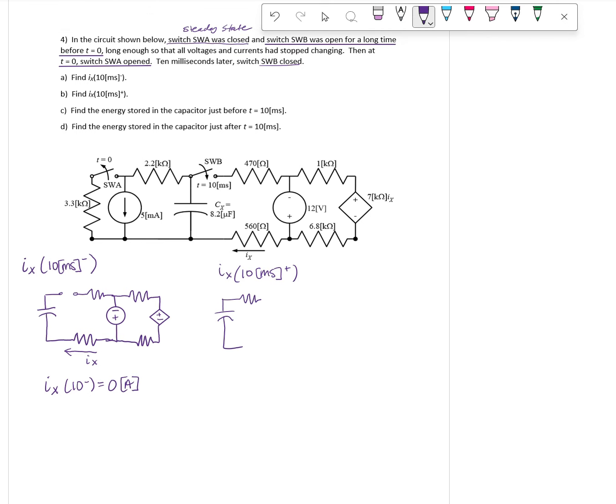So for Ix at 10 plus, I'm just going to redraw the circuit with switch B closed. So first I'm going to define the voltage across the capacitor and solve for the voltage before, at 0 minus. So we'll have that it is 5 times 3.3k ohms to get the voltage across the capacitor at 0 minus. This will give me 16.5 volts.